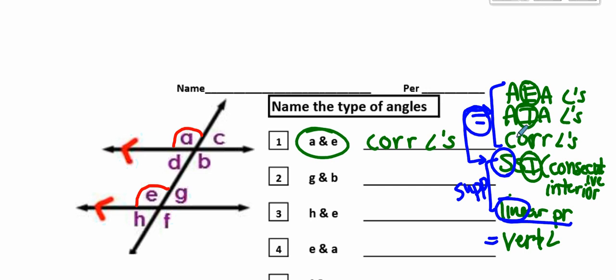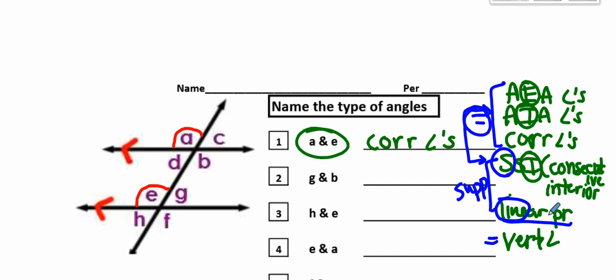Now I went ahead and wrote down all the types we've dealt with so far. We have alternate exterior angles, alternate interior angles. And so these are the abbreviations for them. And you wrote those down in your notes already today, or yesterday. Corresponding angles, same side interior angles, SSI, also called consecutive interior angles. Consecutive means one after the other.